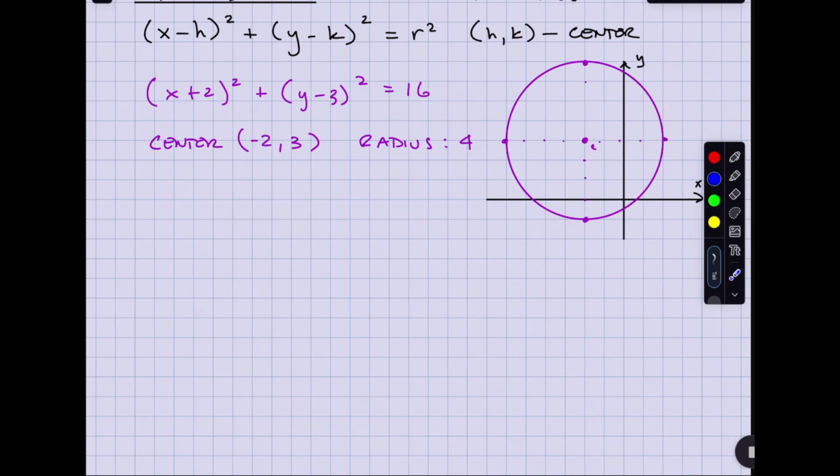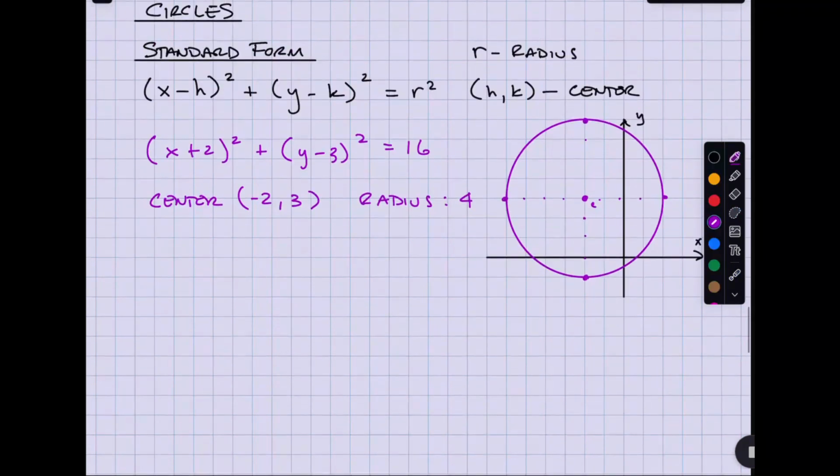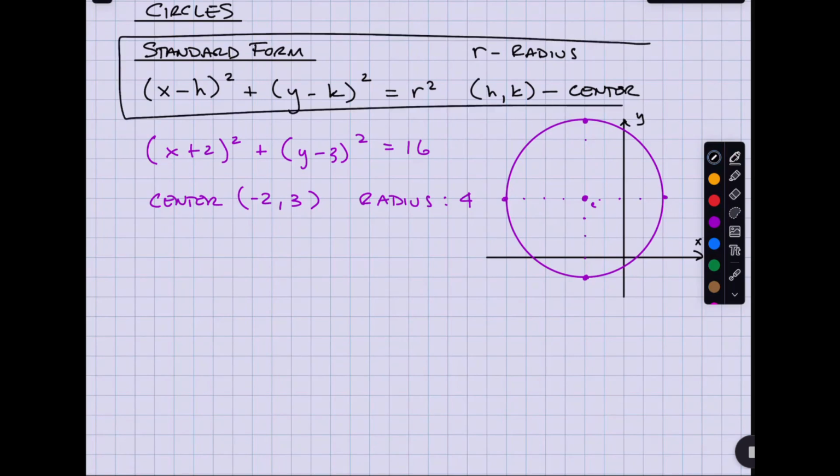Okay? Pretty easy so far? Yeah. You just do opposites: x plus 2 would be negative 2, and y minus 3 is positive 3. That's easy. Nothing I teach is complicated.